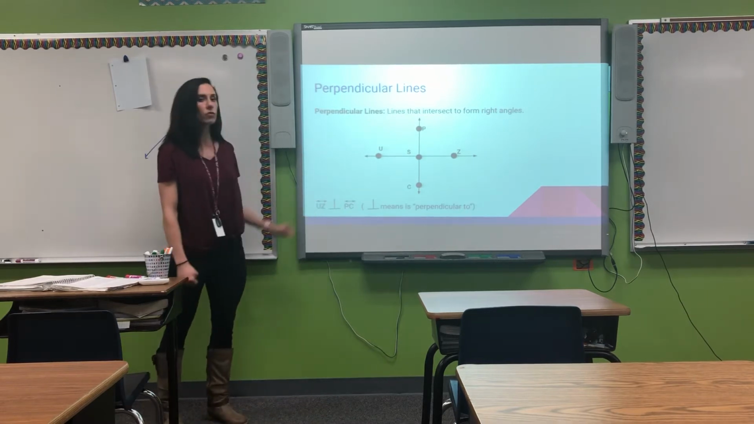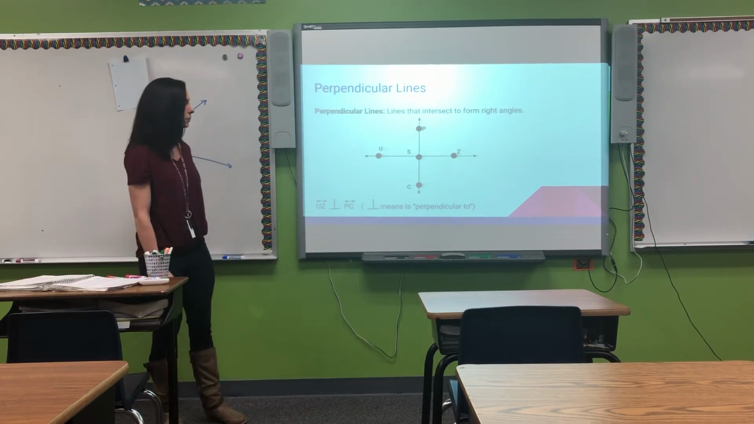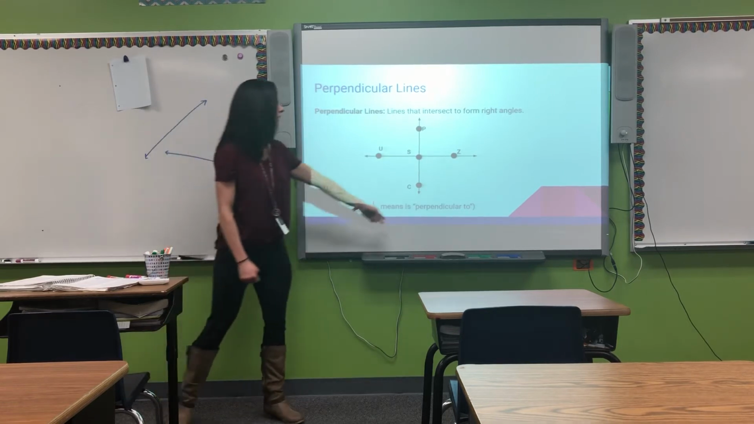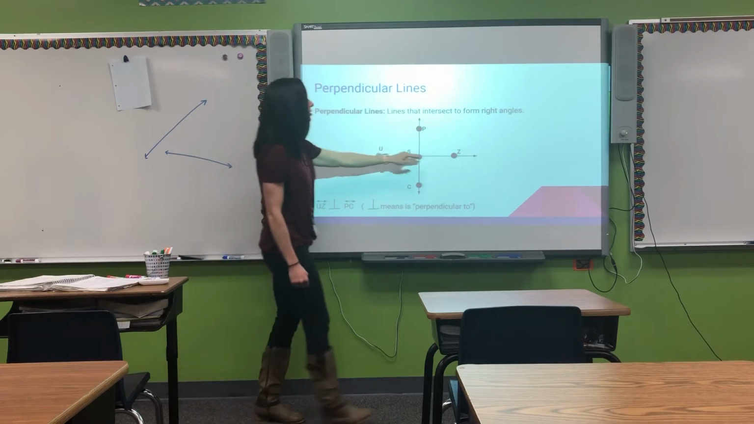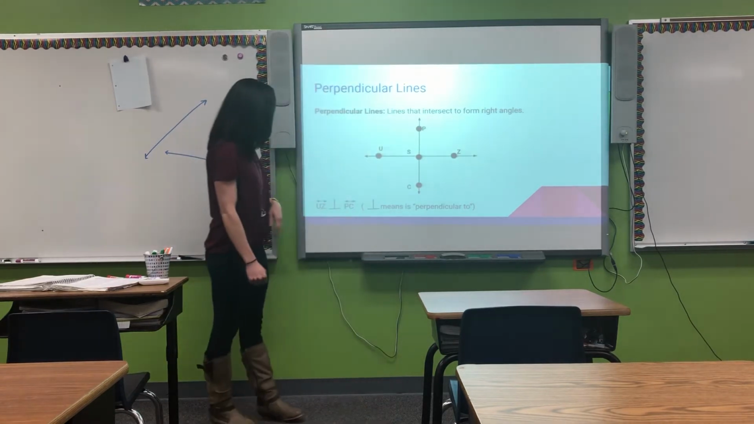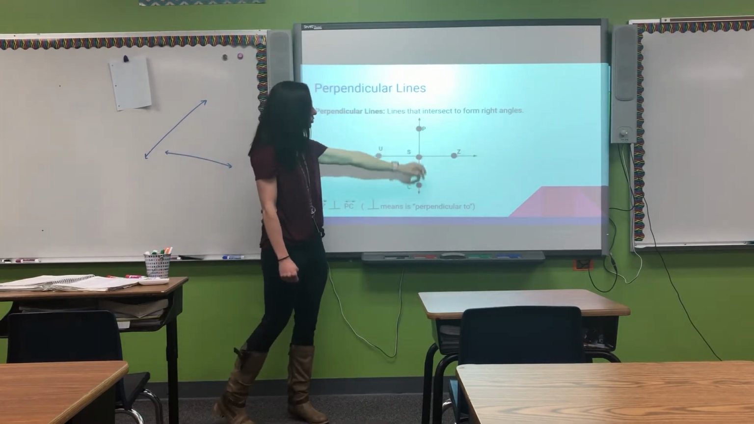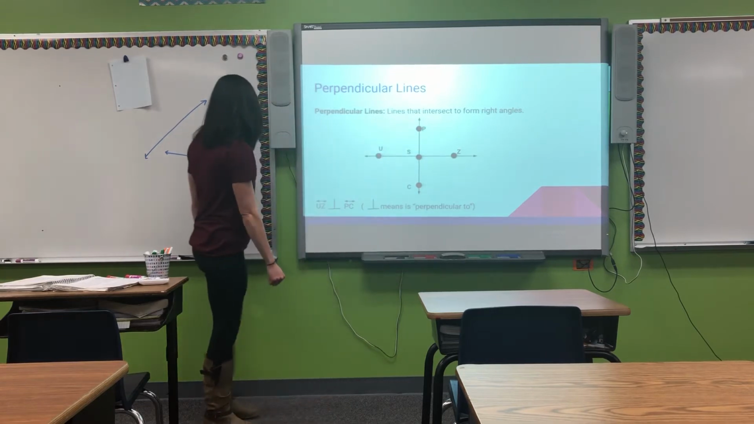Here's our sign for perpendicular. It's like an upside down T. It means "is perpendicular to." So we would say that line UZ or ZU is perpendicular to PC or CP.